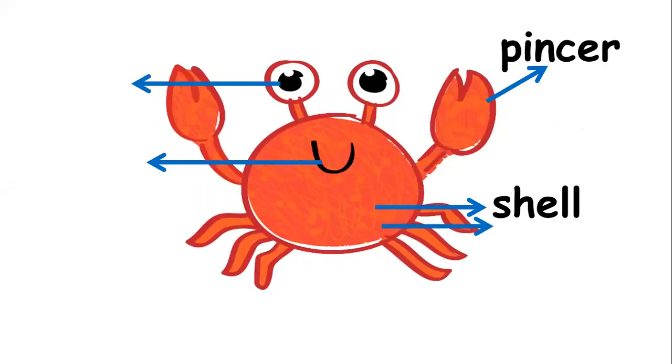And how about this one? What do you call this body part of the crab? The main function of this body part is to enable the crab to move. Very good. It's a leg. Leg.